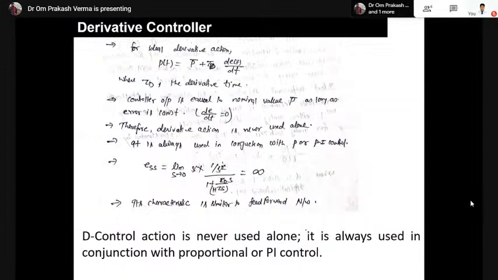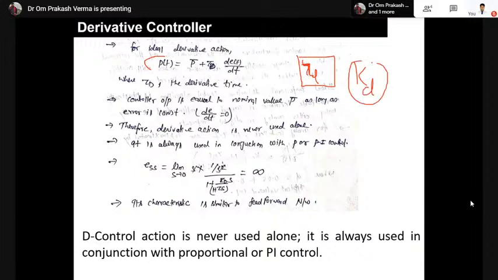The concept is P(t) equals to, suppose this is the controller, and the controller here is defined in terms of tau d, or somewhere it is written Kd. In electronics books it is generally written Kd, and in process books it is generally written tau d. Electrical engineers will read it like this, and since I am an instrumentation engineer, I will read both notations. So Kd is there, tau d.